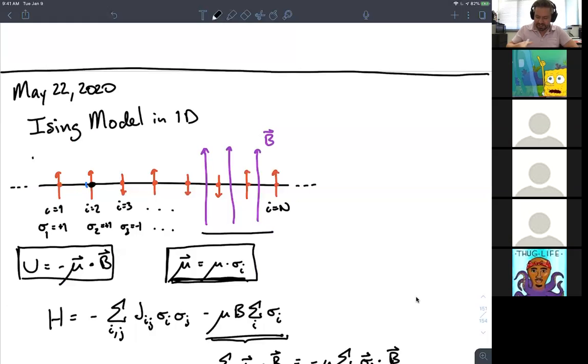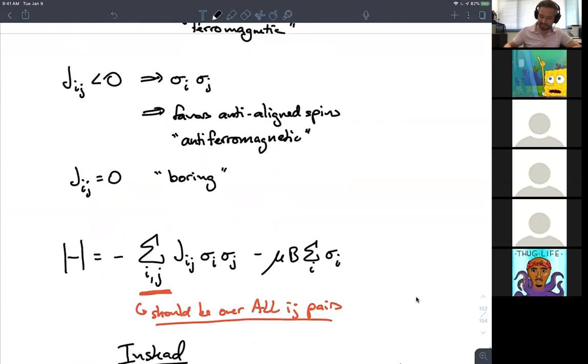All right, so here you can see that what I drew was sigma 1 is up, sigma 2 is up, sigma 3 is down, sigma 4 is up, and so on and so forth. That is one possible state for this system. Another possible state would be where everything is exactly the same except spin 1 is down. So in other words, the available states to this system are essentially all possible combinations of the sigmas being plus or minus.